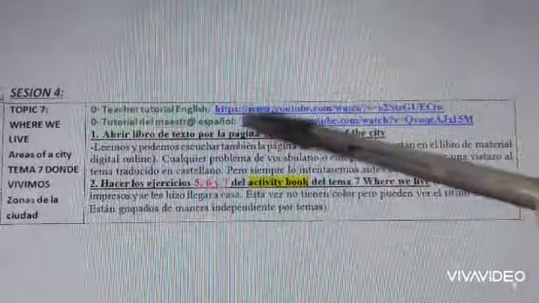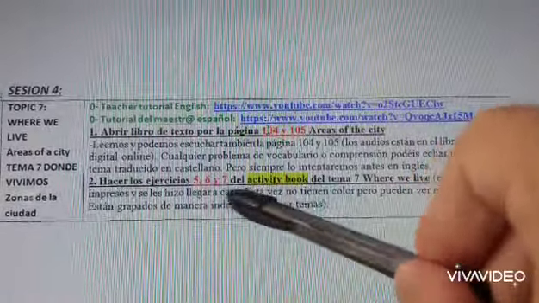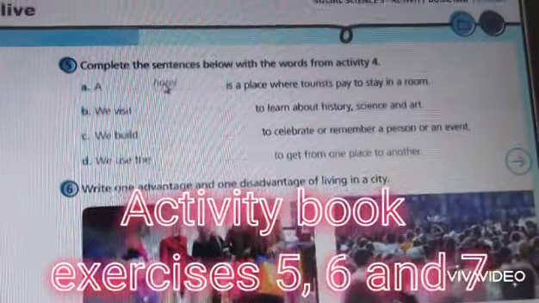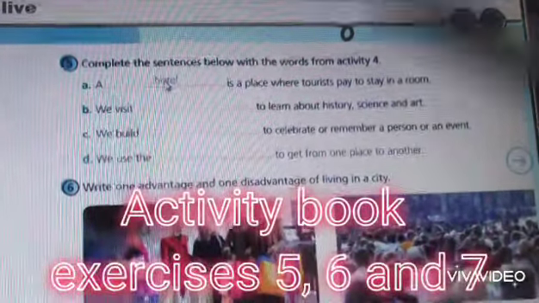Now we are going to do exercises 5, 6, and 7 in the activity book. First one is number 5. It says, complete the sentences below with the words from activity 4.